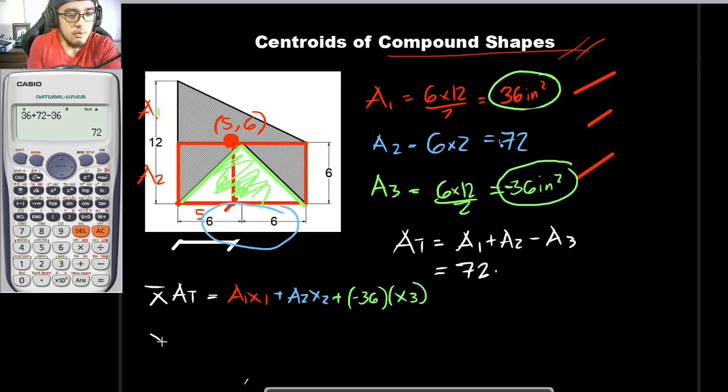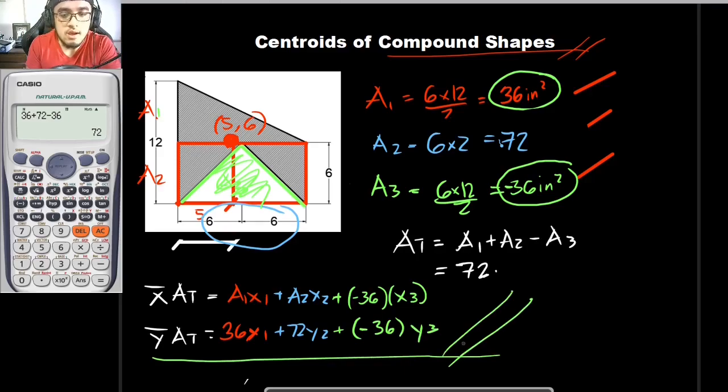And for your bar y, so bar y times area total is equal to a1 y1. So a1 natin is 36 times y1. Oops, by the way, y1 pala dapat yon. Then yung a2 natin is to be 72 y2, then plus negative 36 y sub 3. And solving for these equations right here, you should also have an answer of 5, 6. So that is another way of solving the centroid of your compound shape.